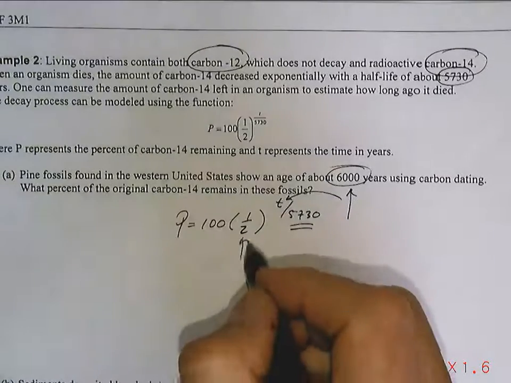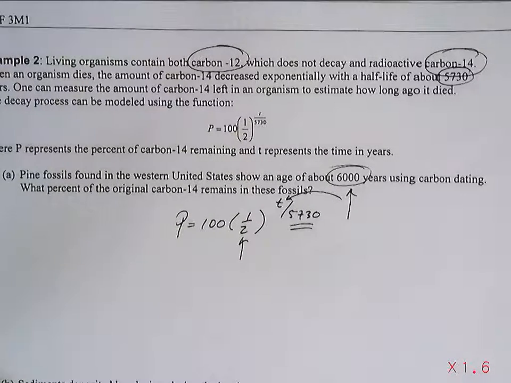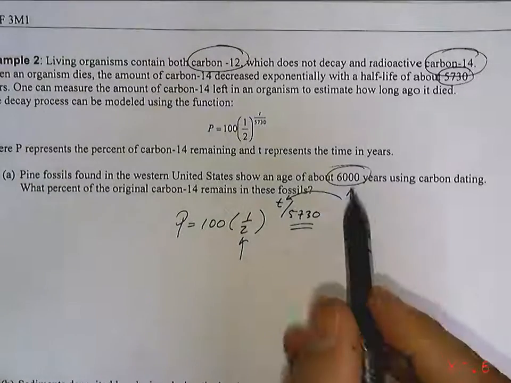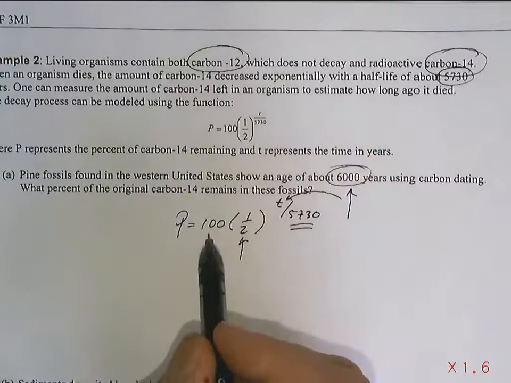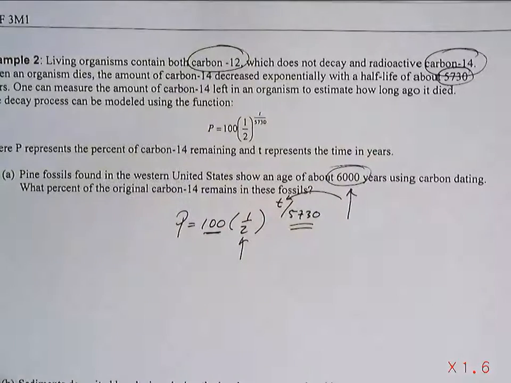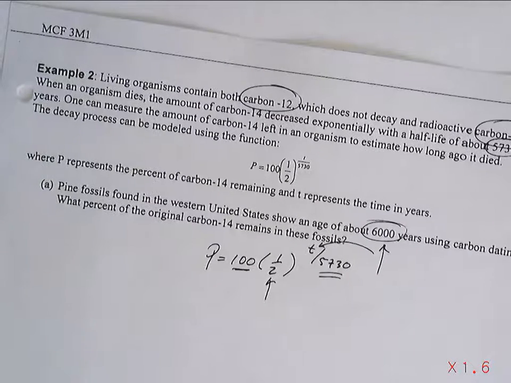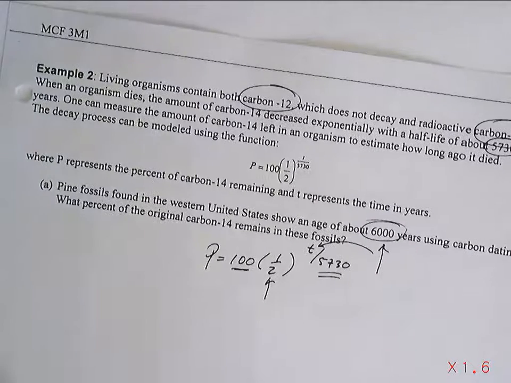This is the half-life. This means that half amount is remaining every 5,730 years. And this is our starting percent. You start with 100% of something, right? That's what percent means. So that's our starting amount, 100%.